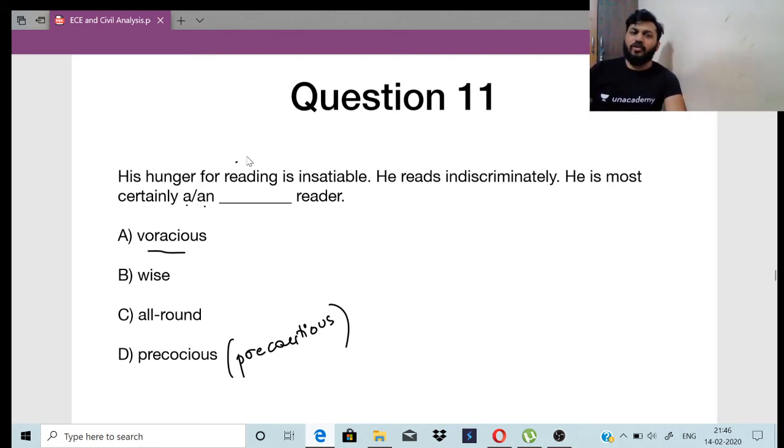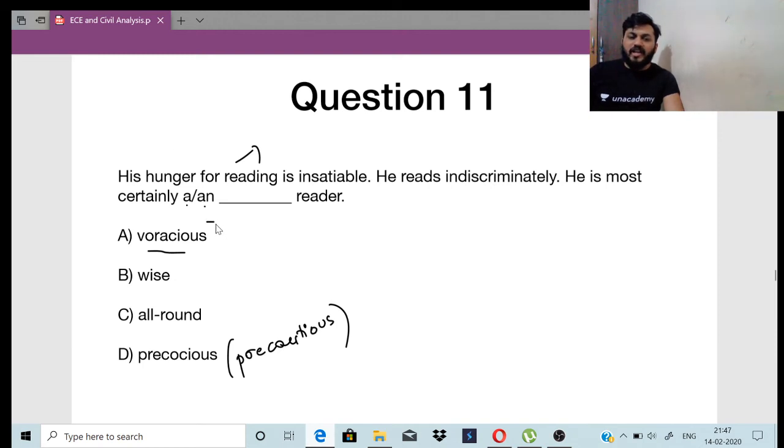Okay, his hunger for reading, that is, this person likes reading. He is hungry to read, right? So he likes reading. He reads indiscriminately, meaning he has no discrimination like I only want to read story books or I only want to read textbooks. Give him anything and he will read it. He doesn't need anything separate. No, give him anything and he will read it.